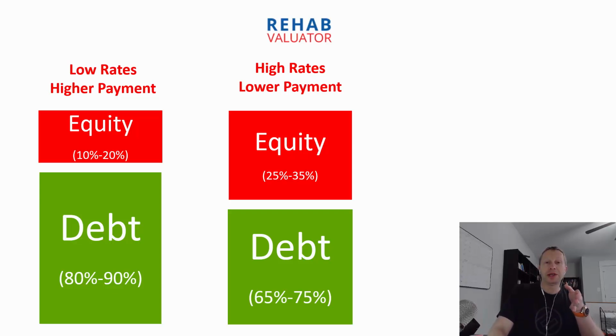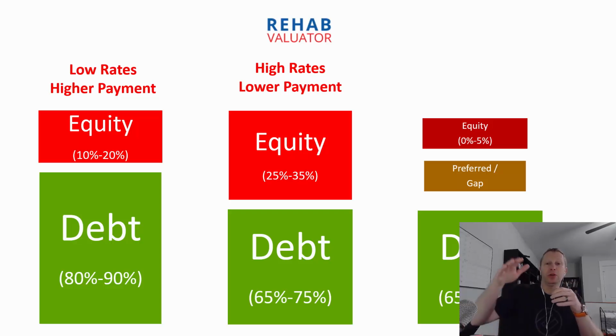And I'll show you a numeric example of this in a minute so you can understand this better, but that's why you'll also see, in higher interest rate environments, more creative equity structures where you have preferred equity, gap funding, more syndications taking place, etc., etc.